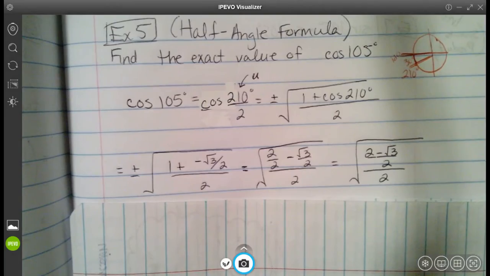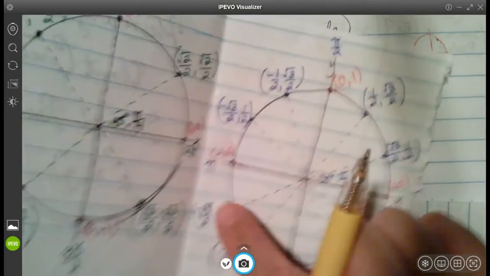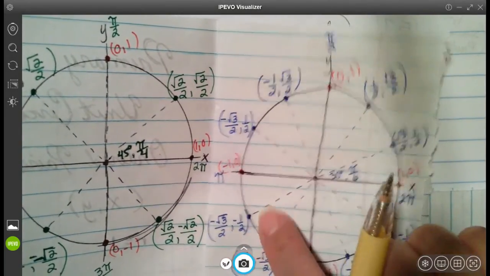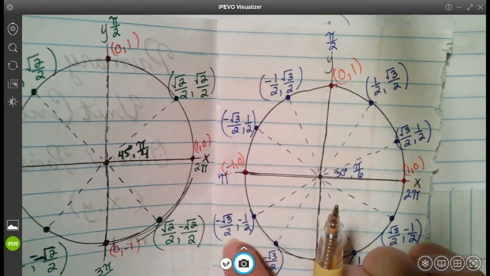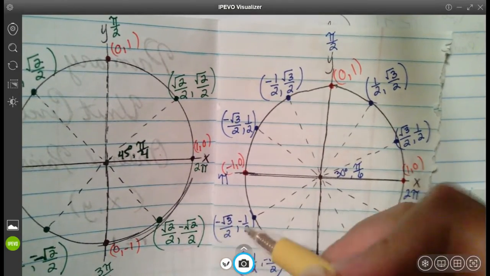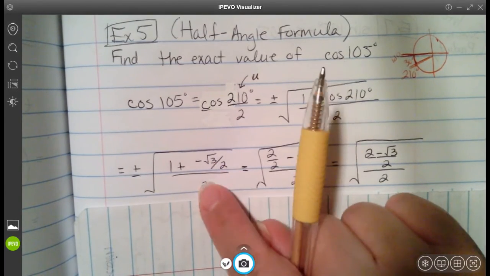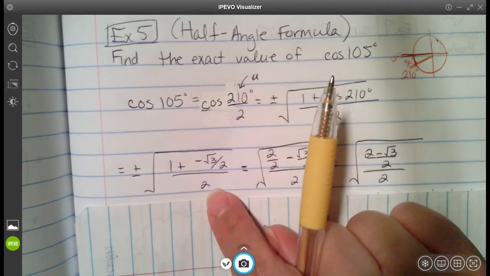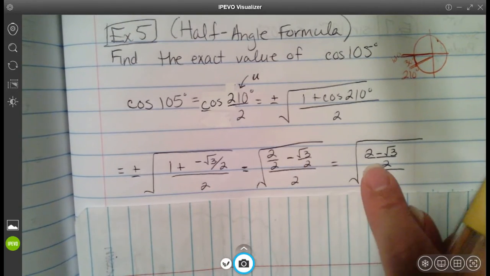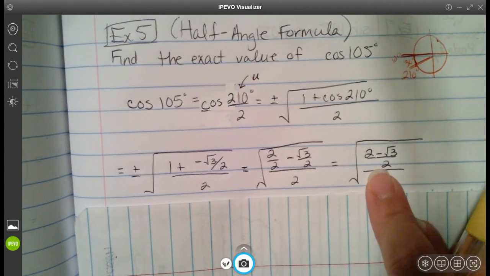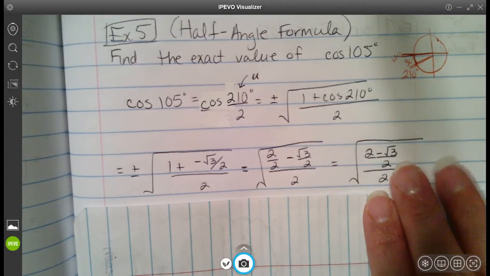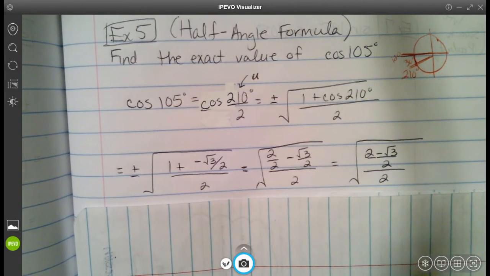Since we're looking at cosine, remember 210 is right here. I'm going to take the value of x, which is negative square root of 3 over 2. This one right here. So that's all I did right here. I just replaced it: 1 plus negative square root of 3 over 2, over 2. At this point, the rest of this is just arithmetic. So it's no longer trigonometry, okay? If you have trouble with this part, please ask me questions. Come in for tutoring. Let me know so I can help you.